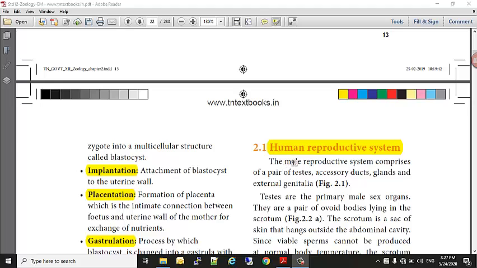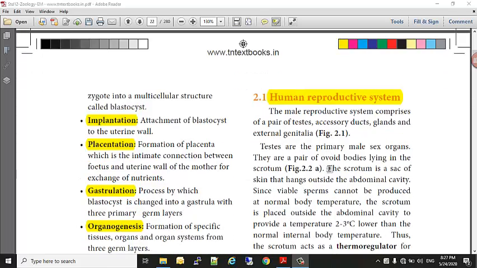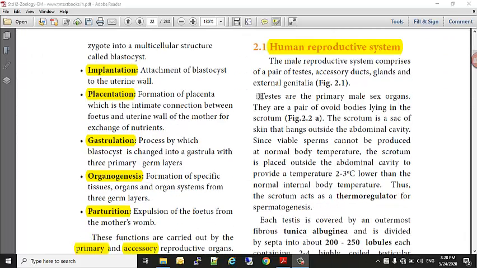Let us start with the male reproductive system. It comprises a pair of testes, accessory glands and external genitalia. You have seen all these things? Yes. So the testis is the primary male sex organ. And we have discussed the scrotum also. It's a sac of skin that hangs outside the abdominal cavity which contains a testis, isn't it? And the most important aspect of the scrotum is it provides a suitable condition for the production of sperm.